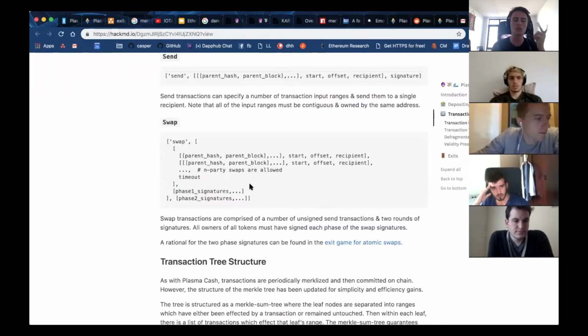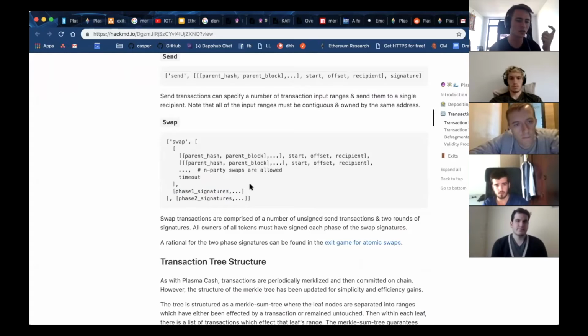The reason we have two phases is because we want to prevent this problem where you are the second to last signer on the swap and you send it to your counterparty. Then your counterparty withholds that swap, and blocks start going unavailable. Then what do you do? You can't force include because you don't have enough signatures for your swap, but you also don't know if your swap has been included. So you're just kind of stuck.